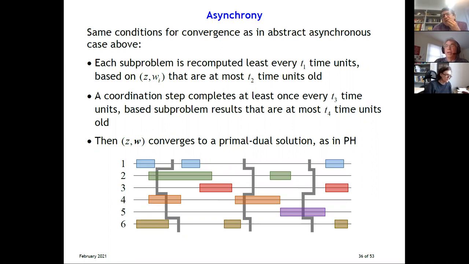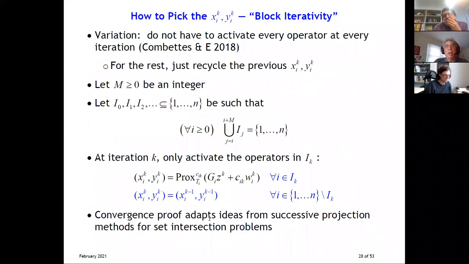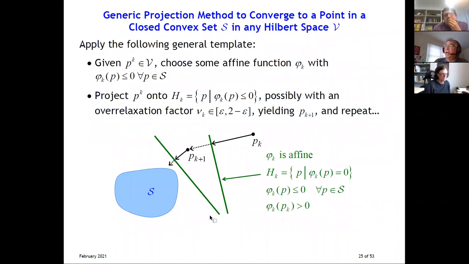So the only difference in Haugazeau is in this picture. You construct a separator that has this set on one side and the current iterate on the other side. And then you project the original point onto the intersection of two hyperplanes, one of which is this new one you've generated. And that guarantees strong convergence. I haven't heard that in practice, finite dimensionally, it actually gives you anything better.